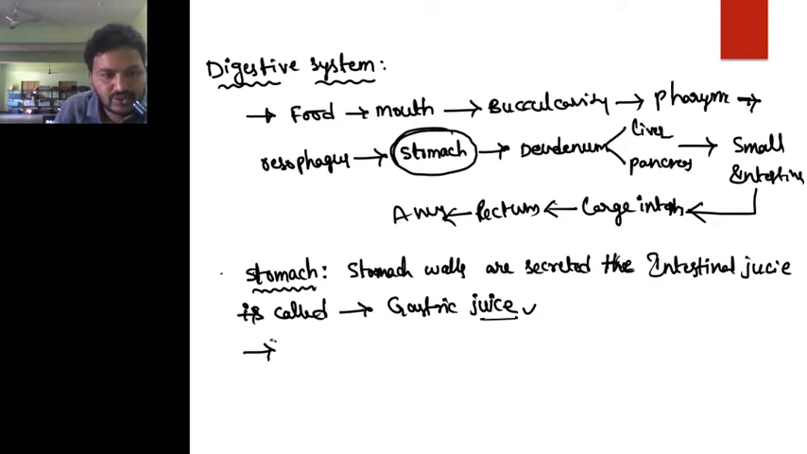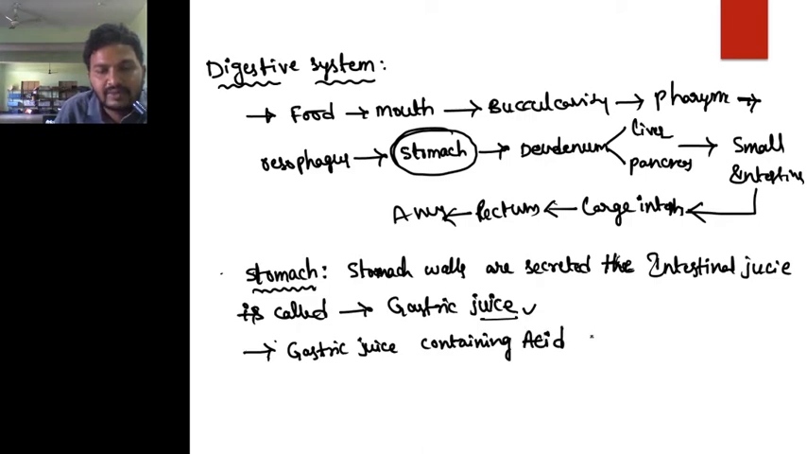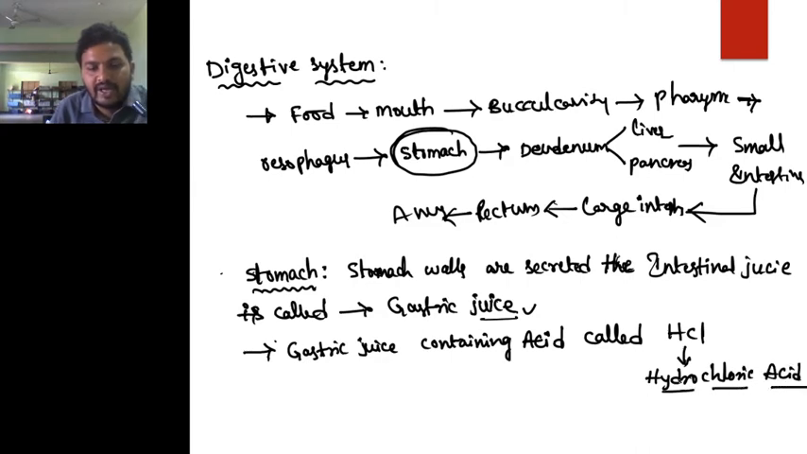The gastric juice containing acid called HCl. HCl means hydrochloric acid. What is the main role of HCl acid in our stomach?